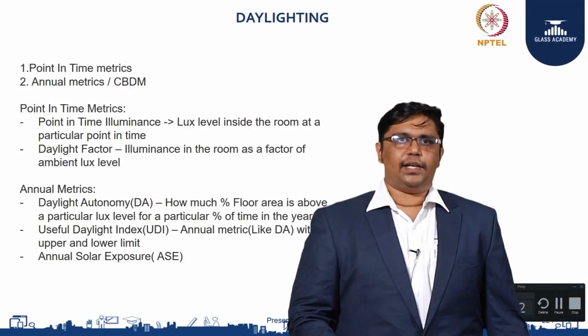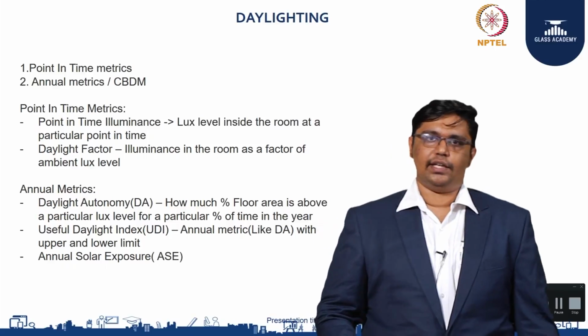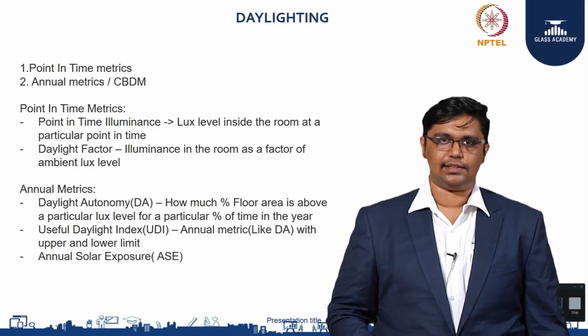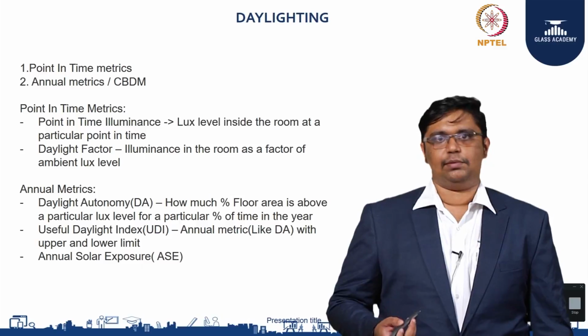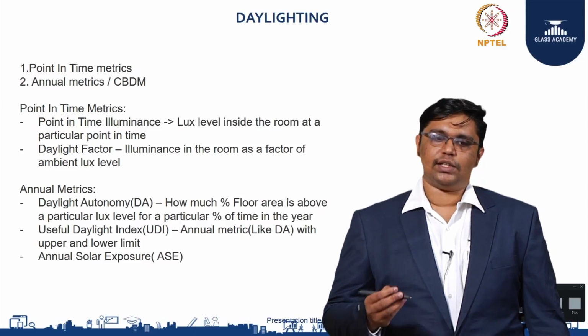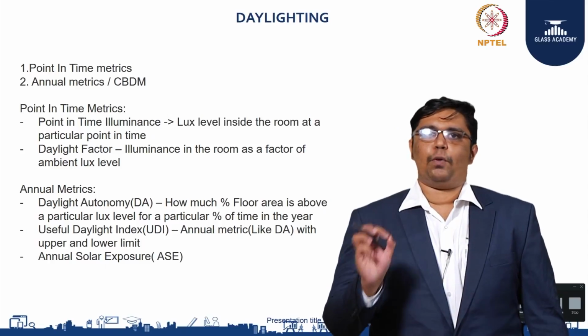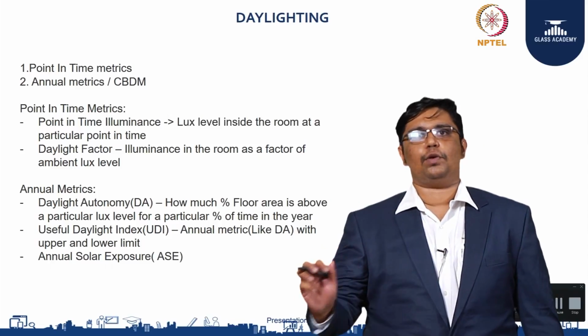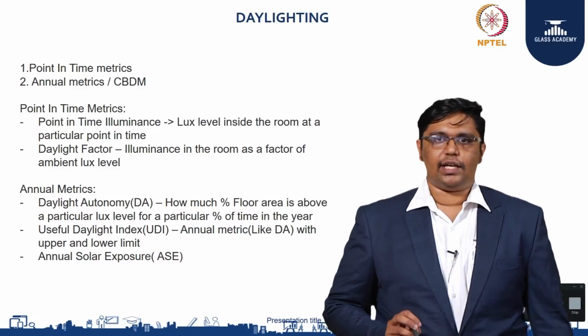So there are different metrics to understand that in daylighting. The different daylighting metrics are listed here. Broadly, we can define two types. One is a point in time metric. For example, what is the daylight metric at a particular point in time, say 21st September 12 p.m. Okay, so that is a point in time metric.